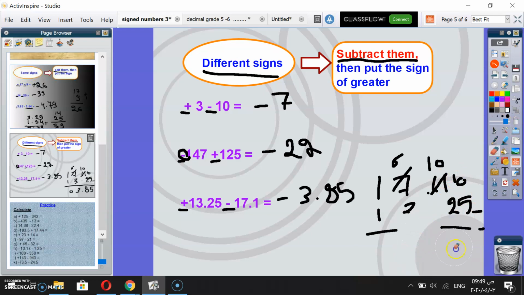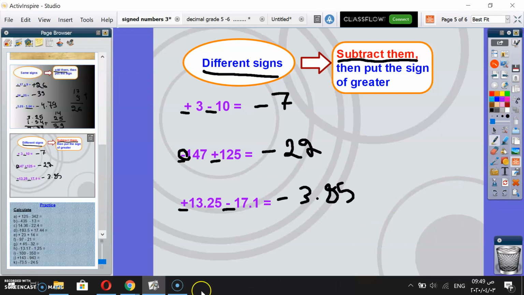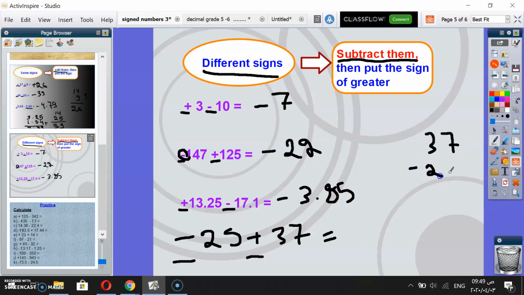Let me give you another example. Minus 25 plus 37. So the sign of 25 is negative and the sign of 37 is positive. So they have different signs. One is negative, the other is positive. We should subtract them. So 37 minus 25 is equal to 12. So 12. Then put the sign of the greater. 37 is greater than 25. Its sign is positive. So here we write plus 12.